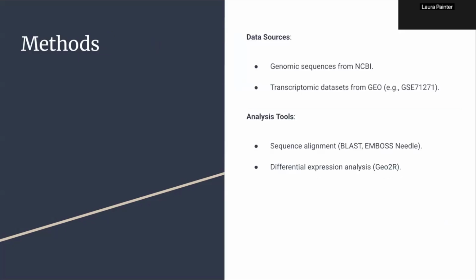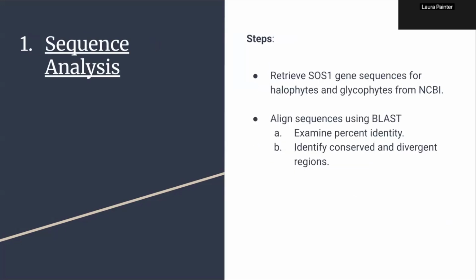So for methods, I had data sources from NCBI and datasets from GEO. And for analysis tools, I used BLAST, EMBOSS Needle, and GEO2R for my expression analysis. So the first step was a sequence analysis. I needed to retrieve the SOS1 gene sequences for halophytes and glycophytes from NCBI. And then I aligned the sequences using BLAST, and I examined percent identity and looked at what differences were present.